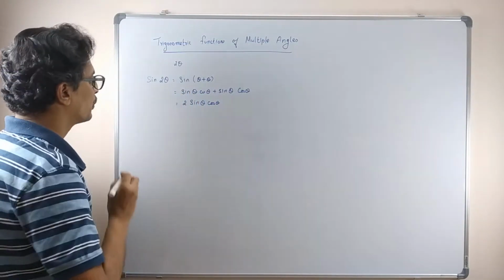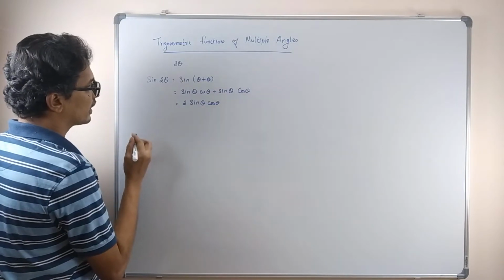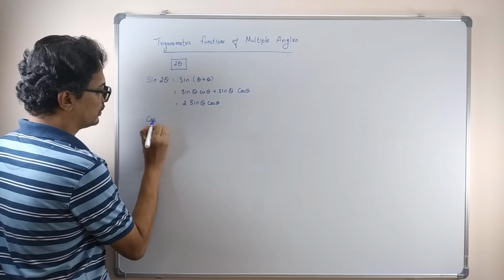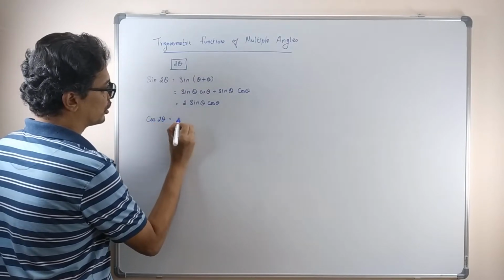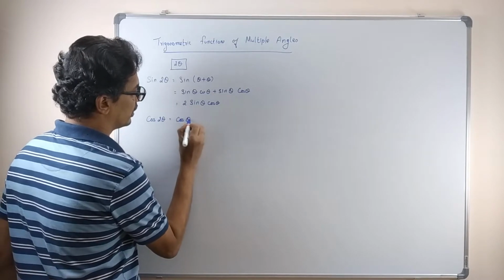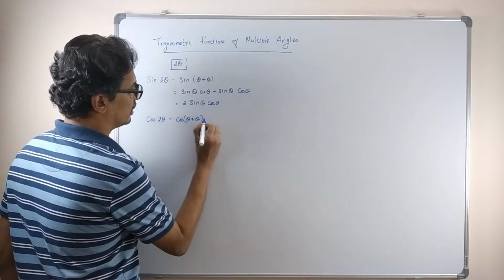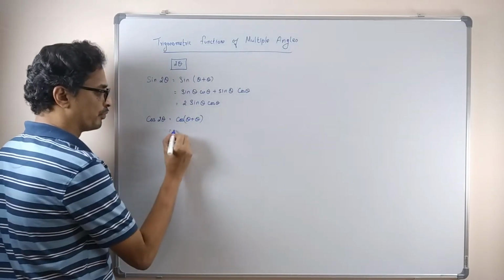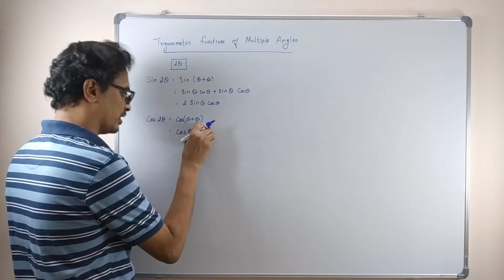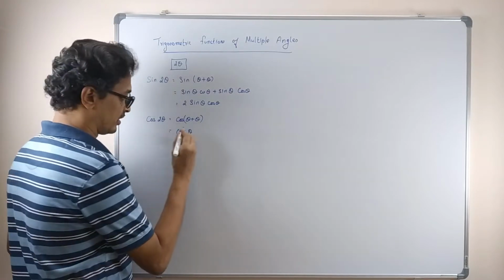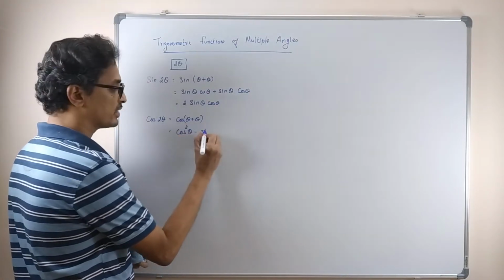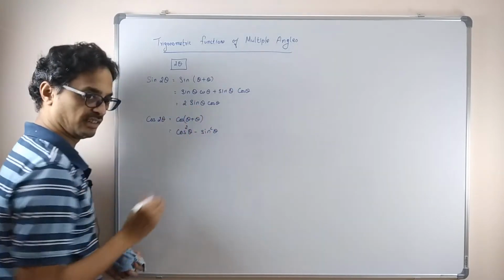Okay, so now let us go for another one. We are going to find the ratios for 2 theta. Cos 2 theta, what will it be? Cos of theta plus theta, that will be equal to cos theta cos theta. So it's cos square theta minus, right? Because plus means minus, sine square theta.